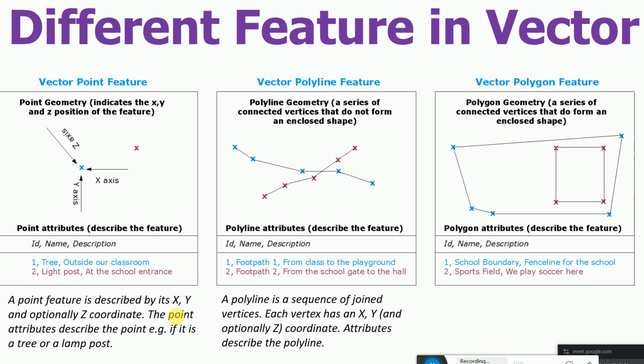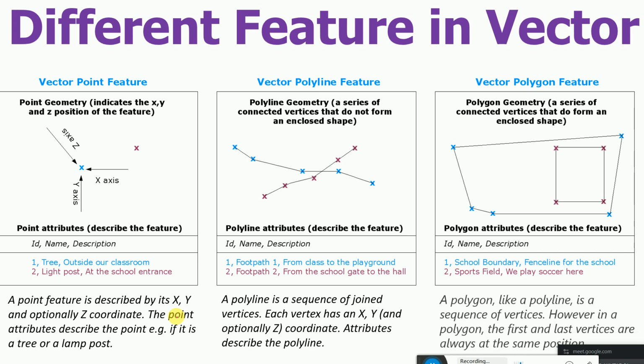And the third one is the vector polygon feature. So a polygon feature, like a polyline, is a sequence of vertices. However, in a polygon, the first and last vertices are always the same position. See here, this is your polyline. It's a line feature, but it covers an area. But it's a polygon, so the starting and ending must intersect. And this is a point. X is your point feature.